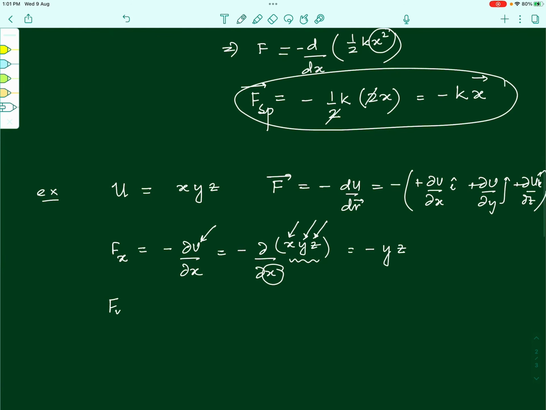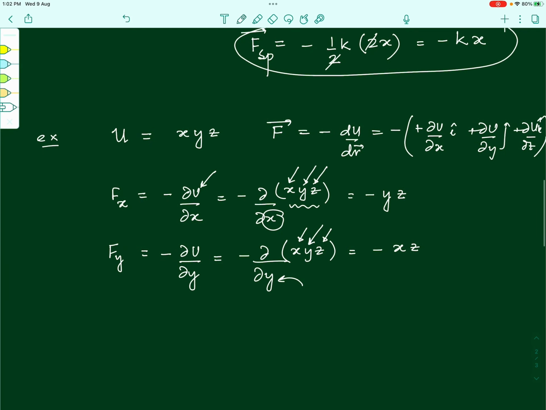Then fy, the component of force along the y direction, on the same lines, will be minus of del u by del y, and we just solve it the same way. So, we differentiate the function xyz with respect to y, considering x and z constants. So, minus sign and x and z, because they are constants, will come out, and differentiation of y with respect to y will be a 1. So, just x into z we are left with, minus xz.